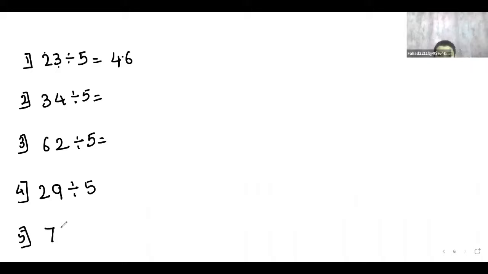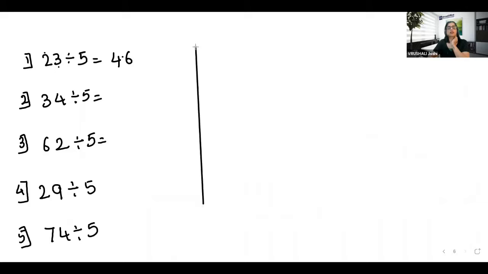Okay, 74 divided by 5. I'm going to give you all 2-digit numbers first. Once you understand the concept perfectly, then we will go to 3, 4, 5 digits. Then it is very easy after that.